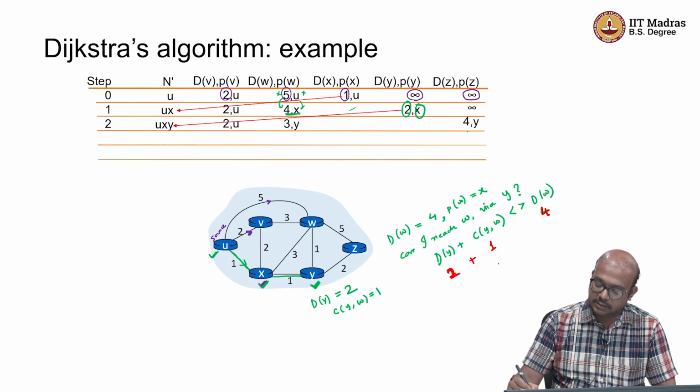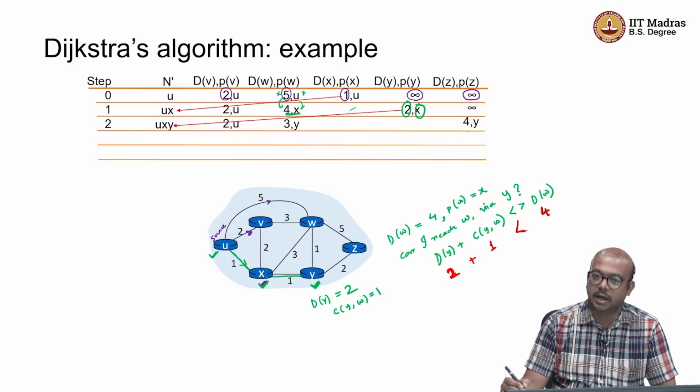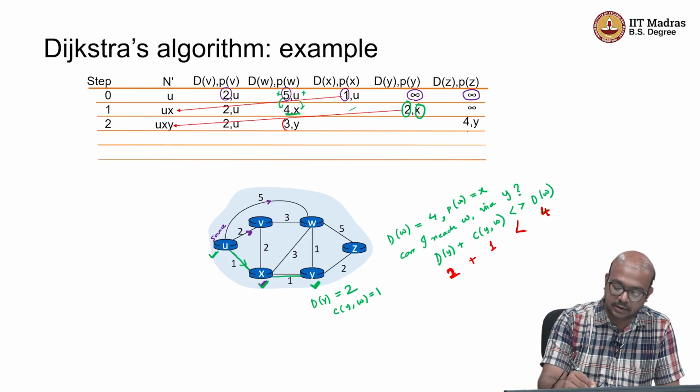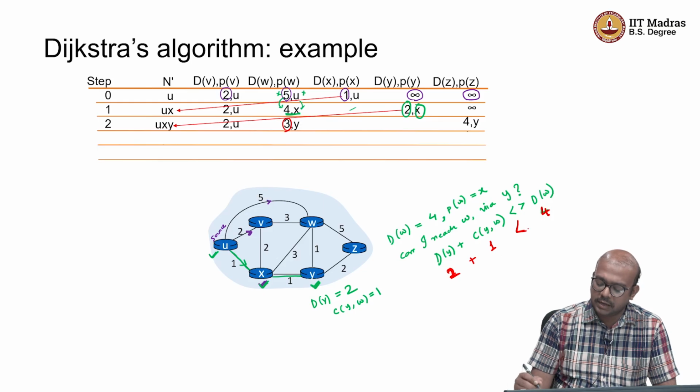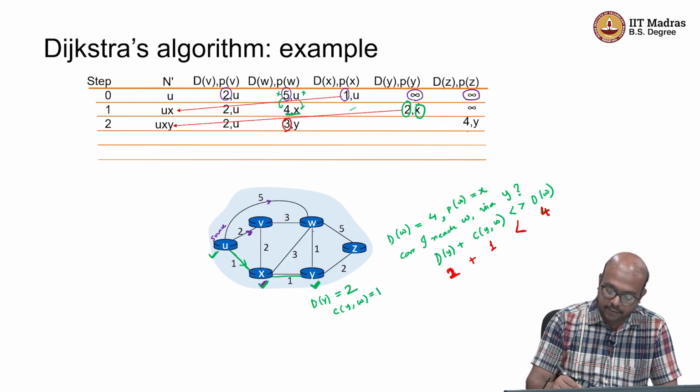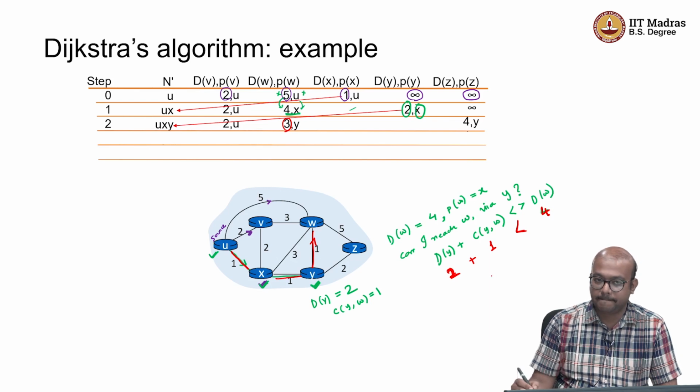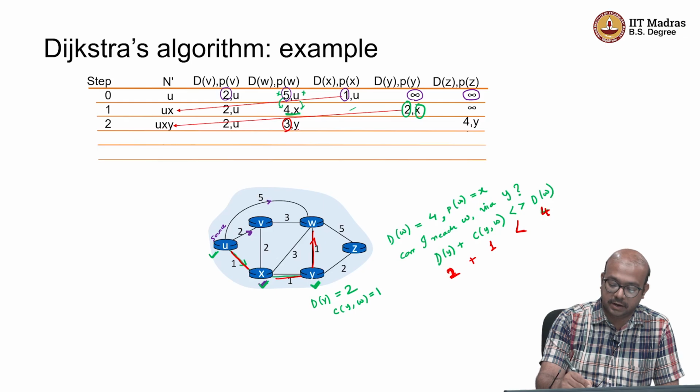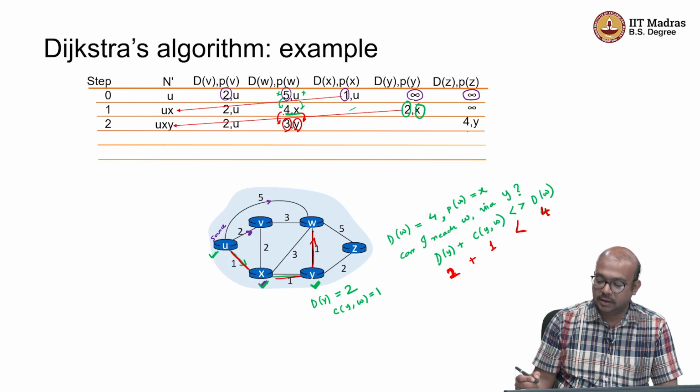So, together this is 3, right, and this is lesser than my current estimate. So, that is why it becomes 3, and the predecessor node becomes y. So, you have to reach w, this is the optimal path now: u, x, y and then w. The predecessor node becomes y, okay. So, from x it has become y, from 4 it has become 3. For z it was infinity.